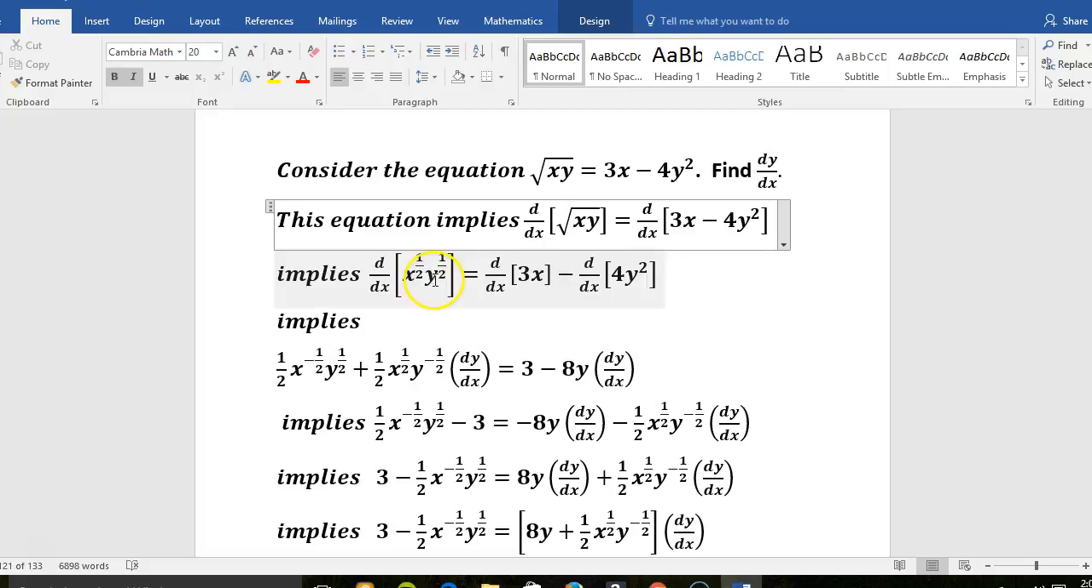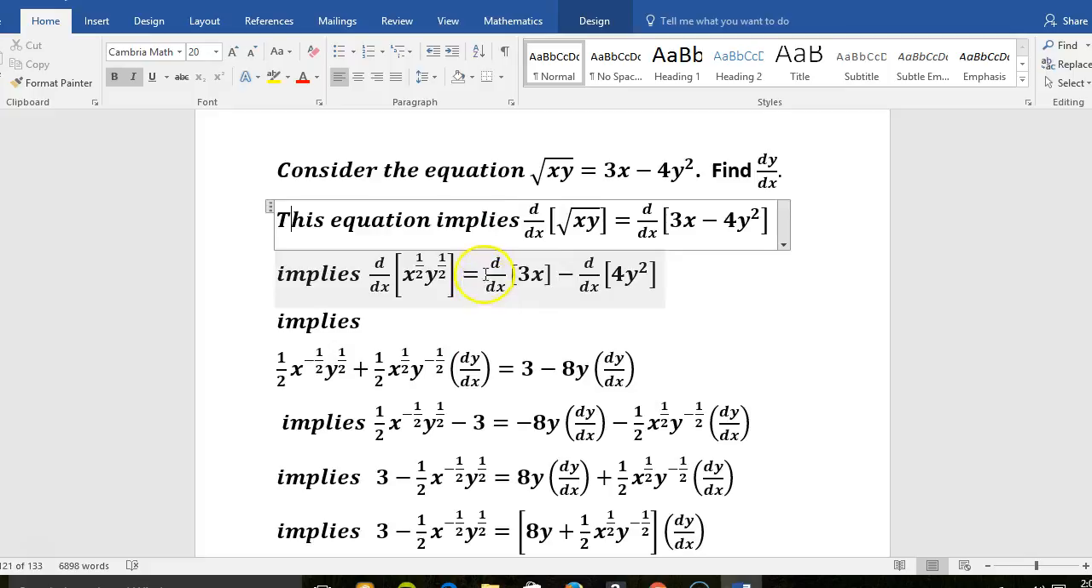But since y is a foreign variable, and since we're differentiating with respect to x and not y, we have to put dy by dx. If we were doing the derivative with respect to y, we'd just have this guy right here, and that'd be all: just the half, this x to the half and this y to the negative half. But because we're differentiating with respect to x, I have to stick in this extra dy by dx. Okay.